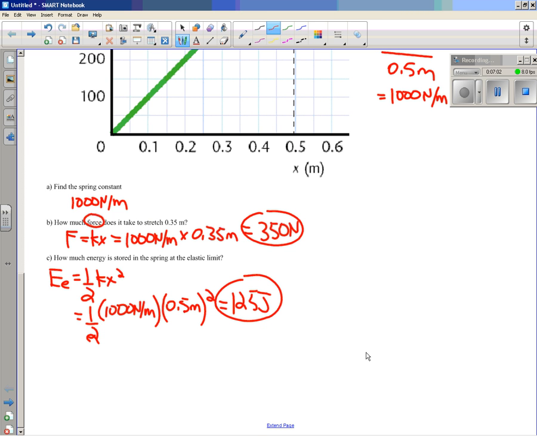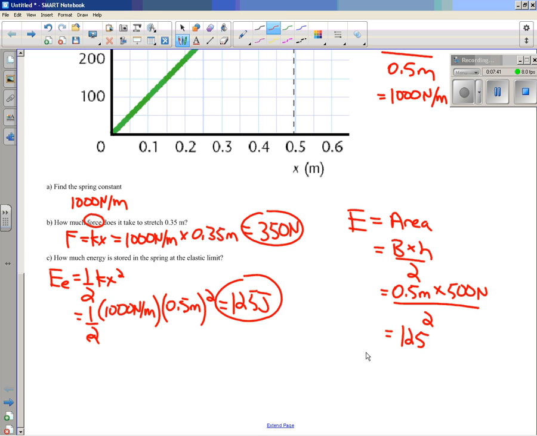But another way to find it, and another way you have to be aware of, and it speaks of this on the PowerPoint that you went over, is that the energy from the graph is equal to the area. This graph makes a triangle, so that's going to be base times height divided by 2. The base of it is 0.5 meters. The height of it is 500 newtons, I believe. And then that's got to be over 2. 1/2 times 500 is equal to 250, divided by 2 is 125 joules.